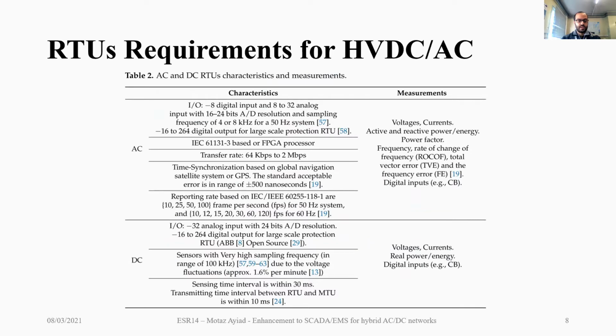We managed to find out the differences between the DC and the AC RTUs in terms of characteristics and the collected measurements. As an example, the DC side requires sensors to work at a very high sampling frequency compared to the AC side. For instance, 100 kHz versus 8 kHz for the 50 Hz AC system.